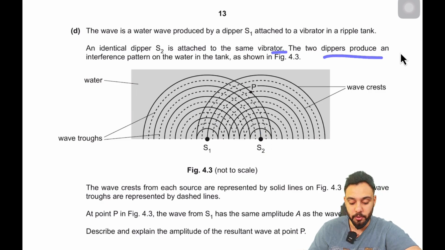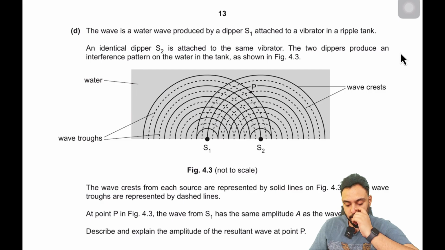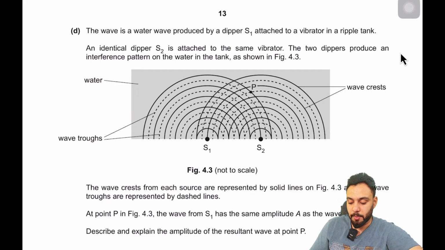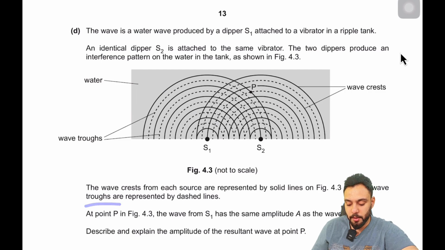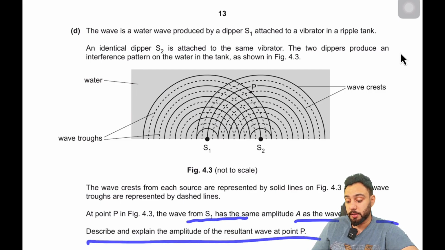The two dippers produce an interference pattern on the wave in the tank as shown in figure 4.3. The wave crests from each source are represented by solid lines on figure 4.3, and the wave troughs are represented by dashed lines. At point P in figure 4.3, the waves S1 and S2 have the same amplitude. Describe and explain the amplitude of the resultant wave at point P.